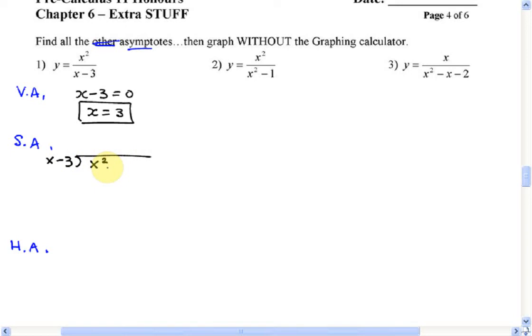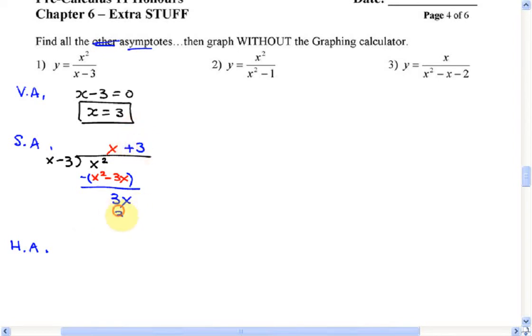And once again, go ahead and try this now. x times what gives you x squared? That would be x. Multiply that by x minus 3. That gives you x squared minus 3x. We'll then subtract. So x squared minus x squared is 0. 0 minus negative 3x is positive 3x. Now ask yourself, x times what gives you 3x? How about the number 3?